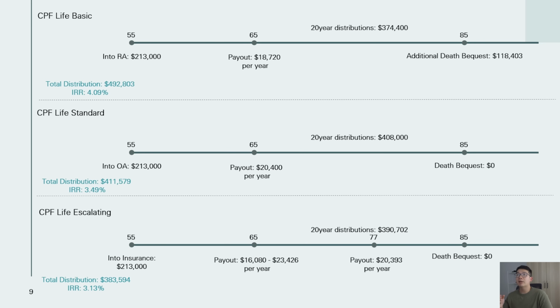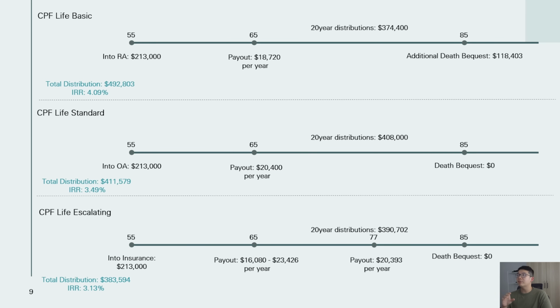So at age 55, of course, I'm expecting $213,000 in your RA. This, of course, is the FRS limit for the current 55-year-old cohort. For the basic plan, like I said, at age 65, you get $18,720 per year. For a 20-year distribution, that's about $374,000. And at age 85, if you were to pass away, your family will get $118,000. So this is a projection.